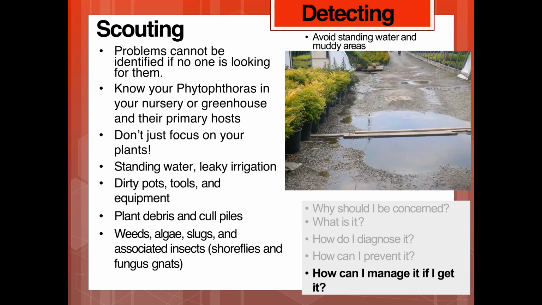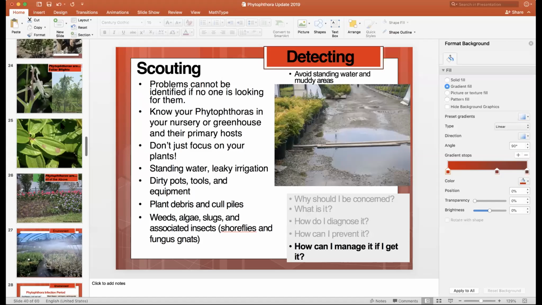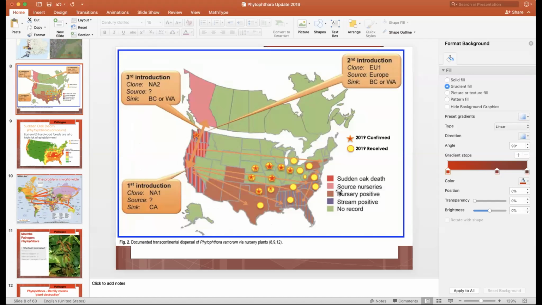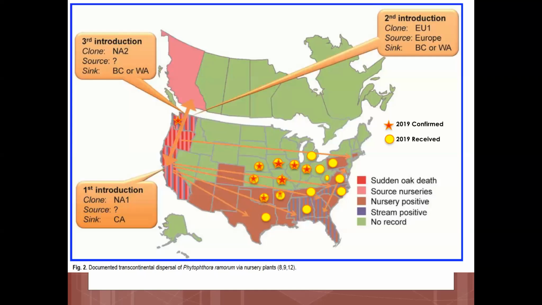Well, thank you. I'm not seeing any more questions. I did get a comment that sudden oak death has been found in Ohio. I believe I had that on the slide that it was confirmed. I apologize, I lost a star somewhere. But yes, you are correct. It was confirmed.